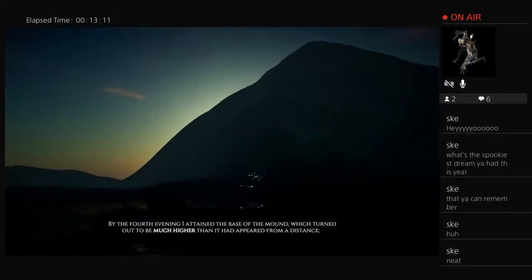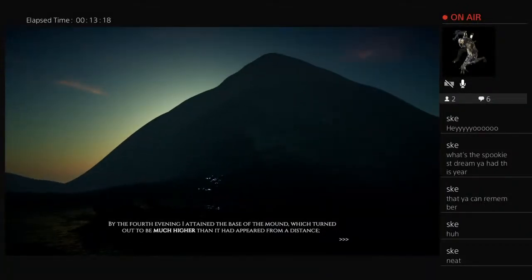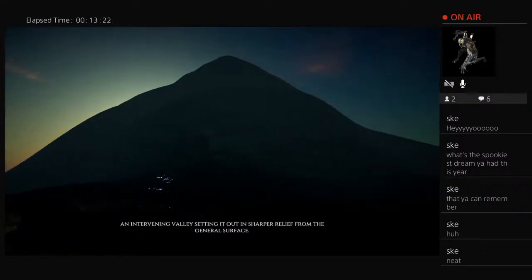By the fourth evening, I attained the base of the low one, which turned out to be much higher than it had appeared from a distance. An intervening valley set it out in sharp relief from the general surface.